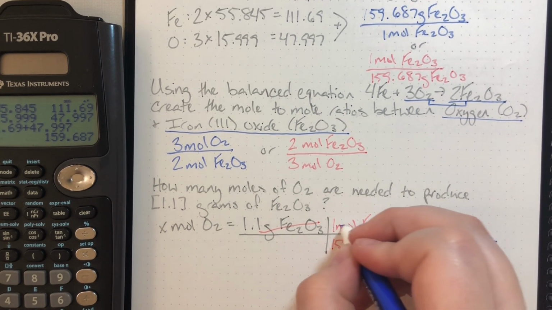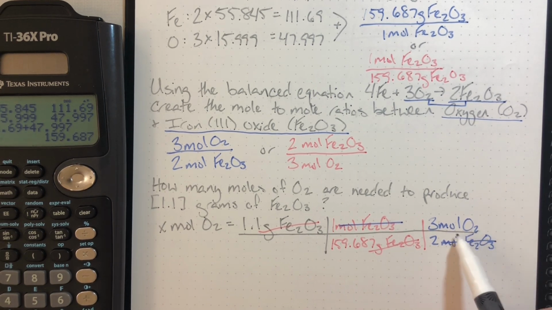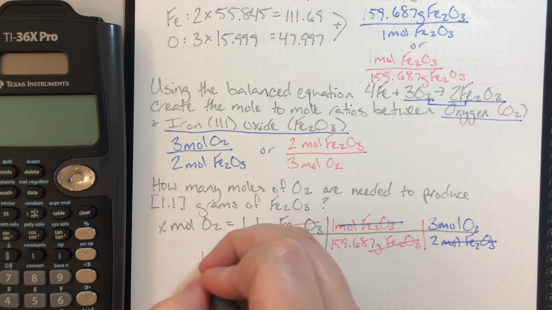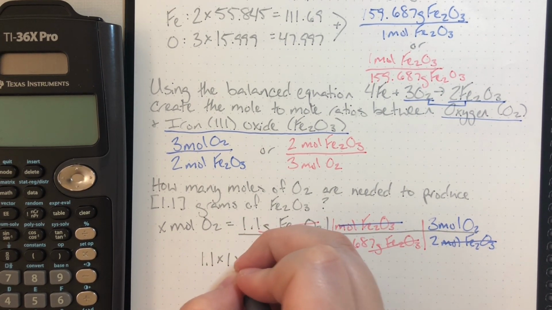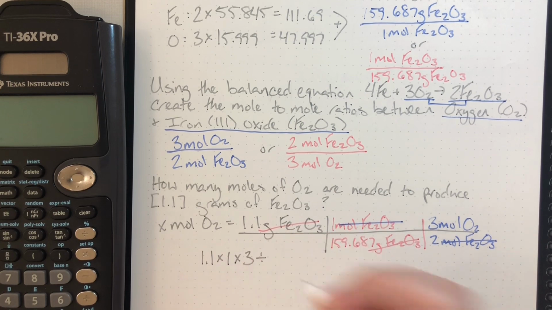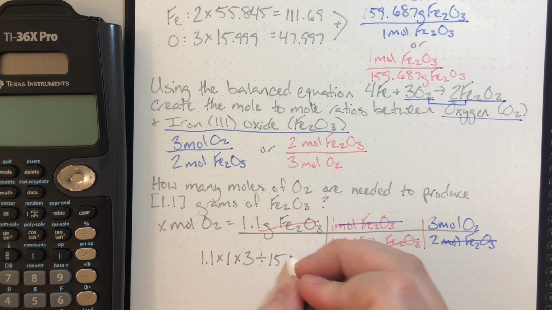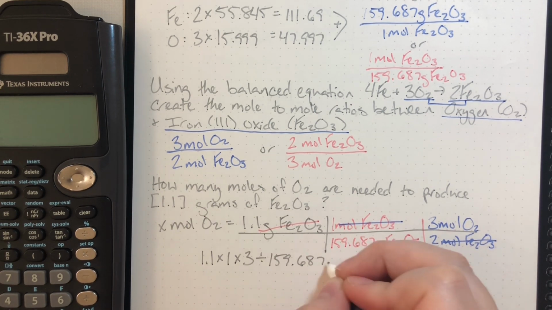Moles of iron 3 oxide being in the numerator and in the denominator means that it will cancel, leaving me with the only English left in my math being moles of oxygen. This is the unit that I said that I wanted, so I can go ahead and start solving my problem. So I will multiply all things in the numerator, so 1.1 times 1 times 3, and I will be dividing by everything in the denominator, so 159.687 and 2.